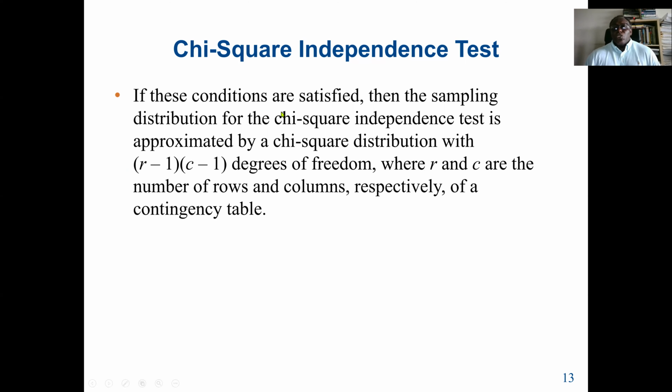Now, if these two conditions are satisfied, then the sample distribution for the chi-square independence test is approximated by a chi-square distribution with R minus 1 times C minus 1 degrees of freedom. So here in this testing, to find the degree of freedom is not again the sample size minus 1 or the sample size minus 2, as we saw in the regression t-test, hypothesis t-test. No. Here now is a new formula to find the degree of freedom if we are doing the chi-square independence test. Remember, independence test means we have two variables. We are testing if they are independent.